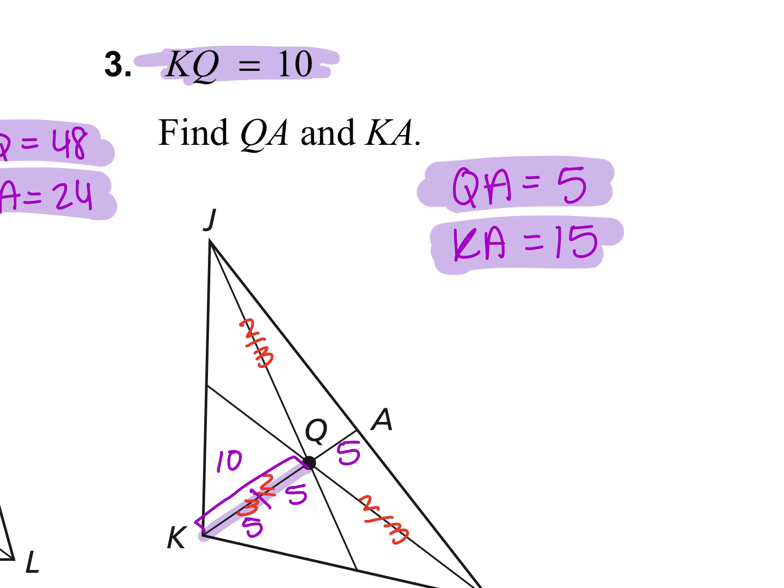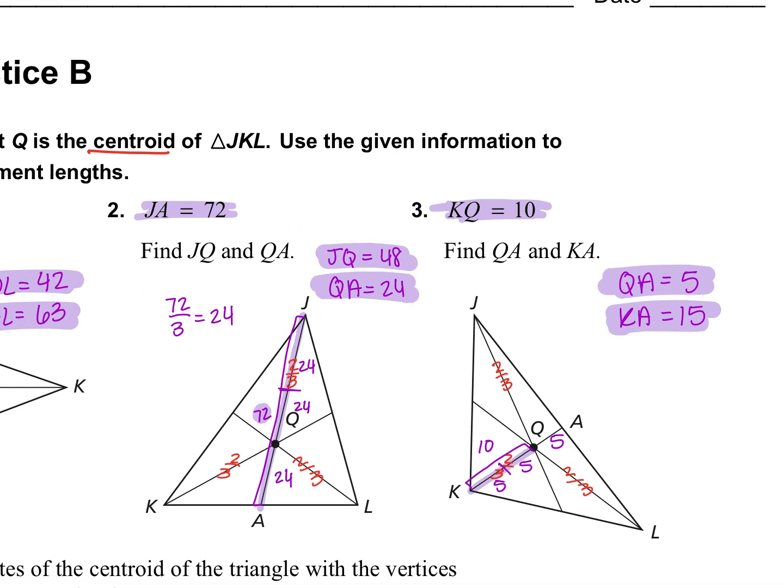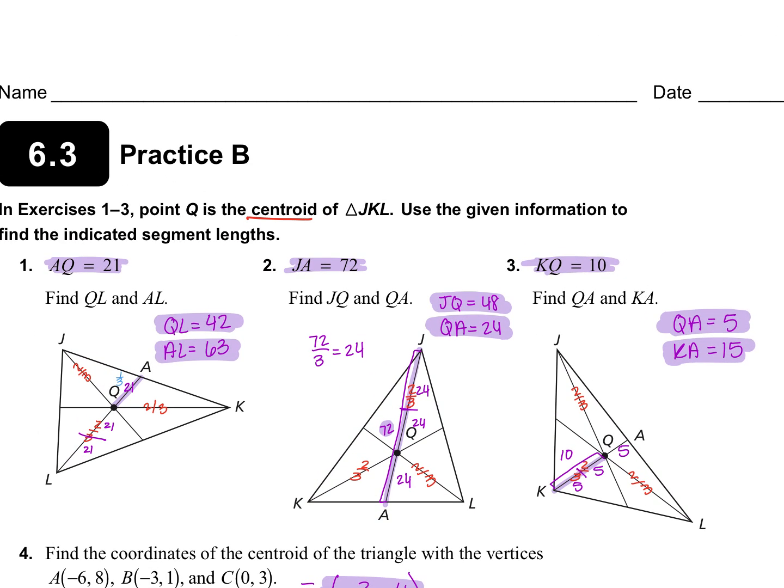And then number 3 for this section, they're giving me KQ, which is 10. And again, I need to figure out what that 1/3 is. So you have to divide it by 2. I have 5 and 5. And then QA is going to be 5. Everything is going to be 15. Do we have any questions on these 3? Okay, that's only for centroid. The 2/3 are for centroid.